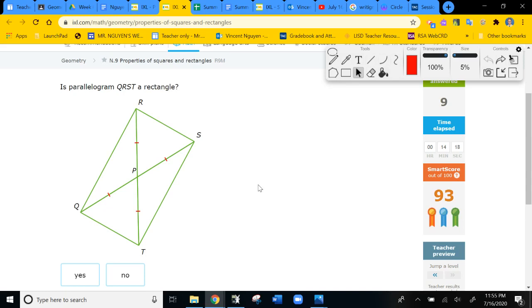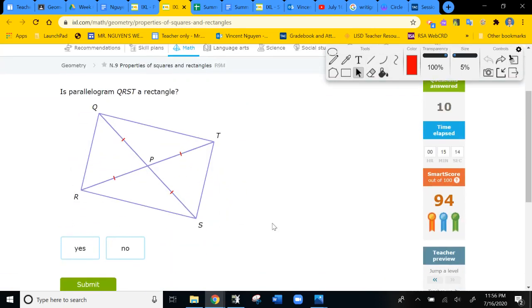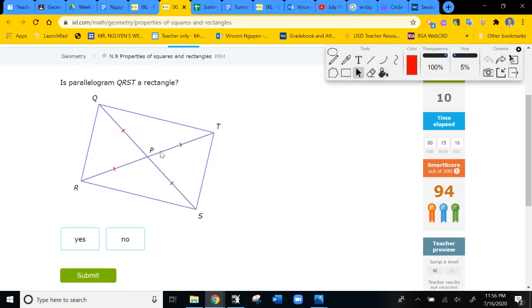Rectangle. Okay, a rectangle. This one just gives us diagonals. So the diagonals are the same. I think this qualifies, so I'm going to say yes. There you go. Okay, this one, is this a rectangle? Is that the same question? So I'm going to have to say yes again, because these pieces are the same, right?